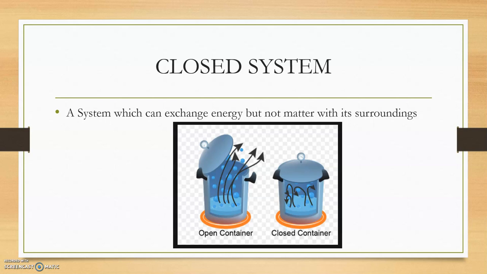A system which can exchange only energy but not the matter with its surroundings is considered as closed system. Example, hot water present in a closed beaker or a vessel. If we touch the hot vessel, we can feel only energy but not the matter or any hot water coming out of the vessel. Such type of systems are called closed systems.